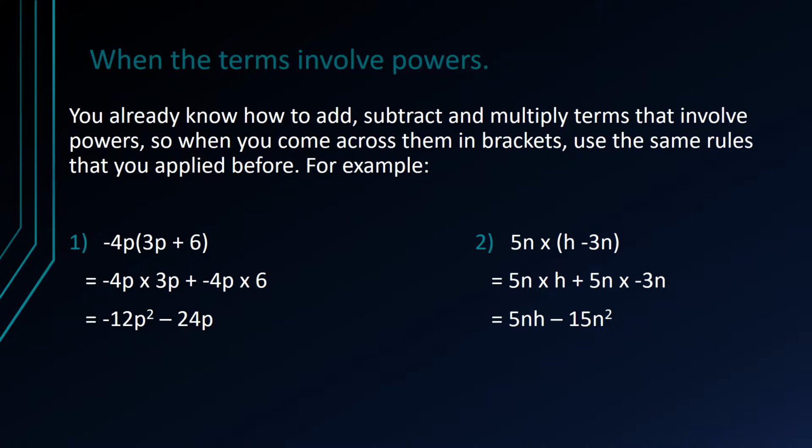In the second example here, 5n, and then in the brackets h minus 3n. Alright, so we've got 5n times h, and then 5n times negative 3n. So, the first one ends up 5nh, because obviously we just merged the two terms. And then 5n multiplied by negative 3n gives us negative 15n squared, because the n times the n ends up with n squared.